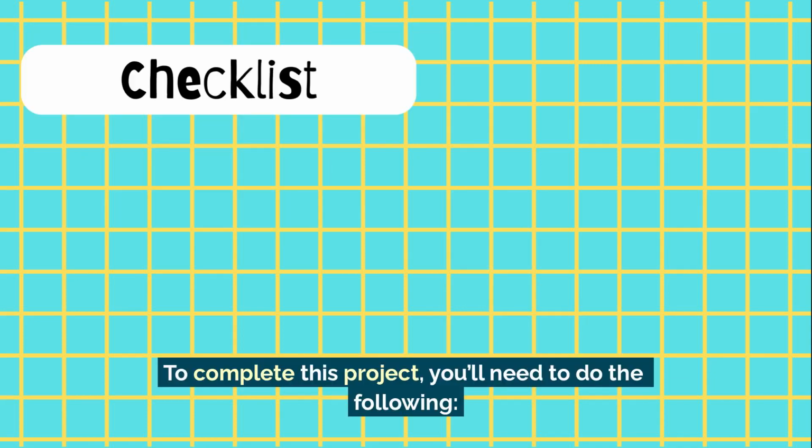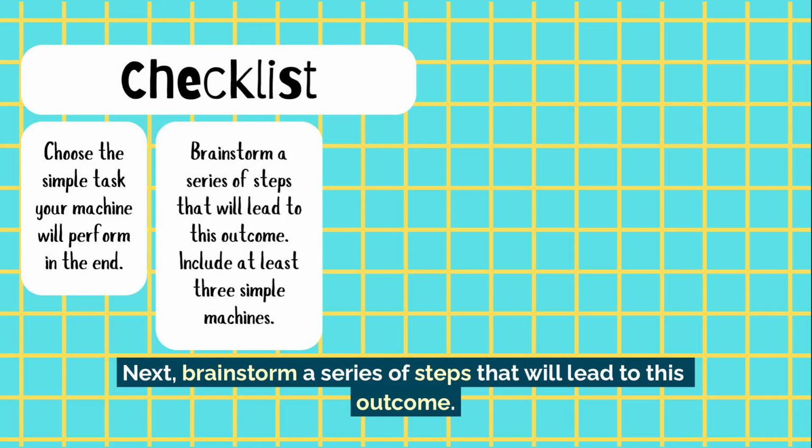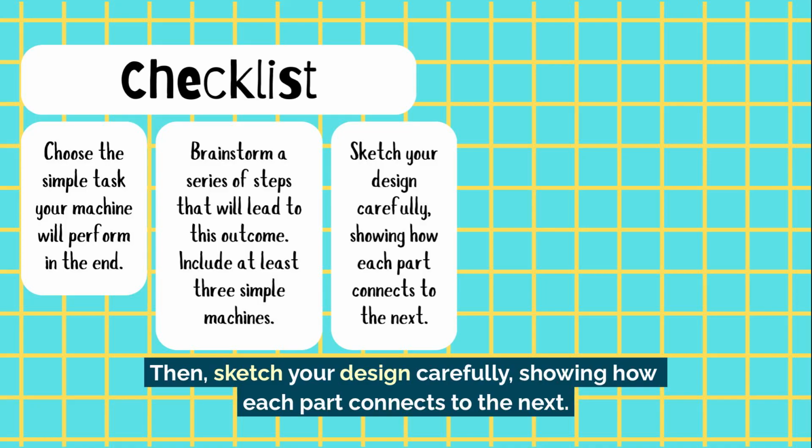To complete this project, you'll need to do the following. First, choose the simple task your machine will perform in the end. Next, brainstorm a series of steps that will lead to this outcome. Think about how you can include at least 3 simple machines, like levers, pulleys, or inclined planes, in your design. Then, sketch your design carefully, showing how each part connects to the next.